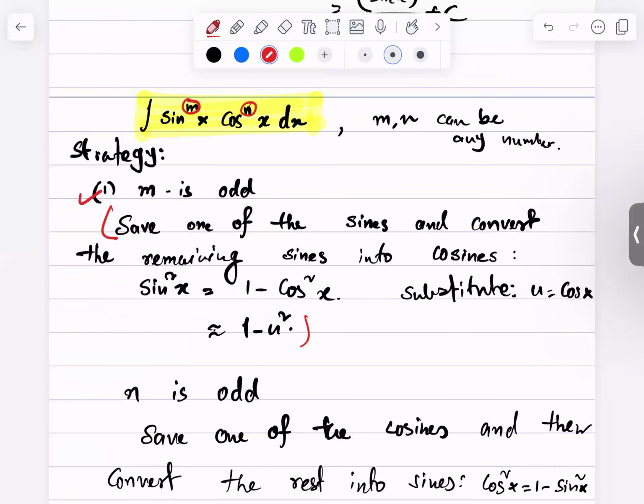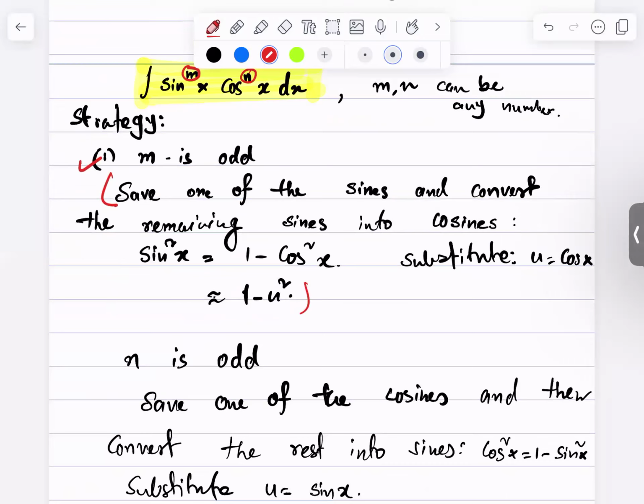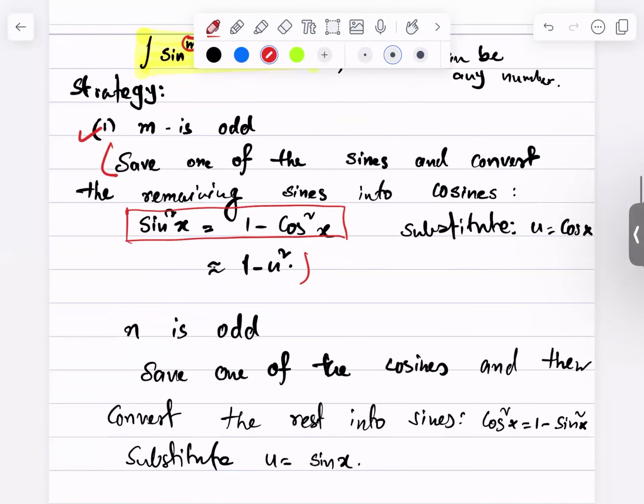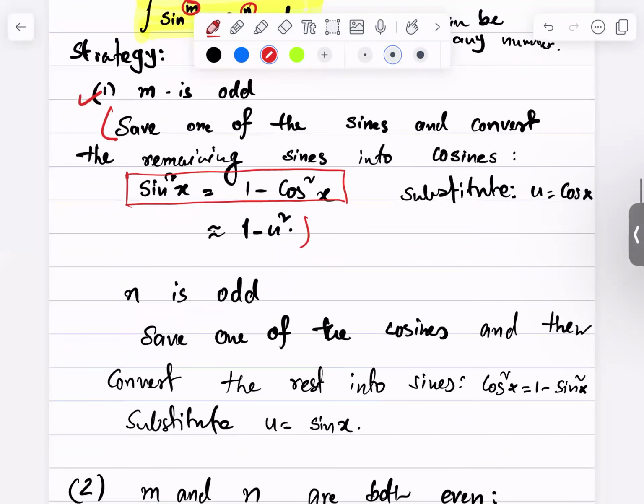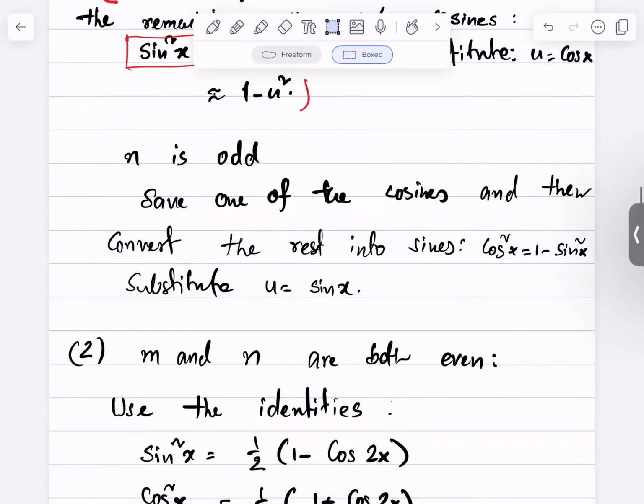What I'll do, I'll save one of the sines and convert the remaining sines into cosines using this identity: sine square x is 1 minus cosine square x. And then I'll substitute u as cosine x. Probably one example will be helpful in this case.